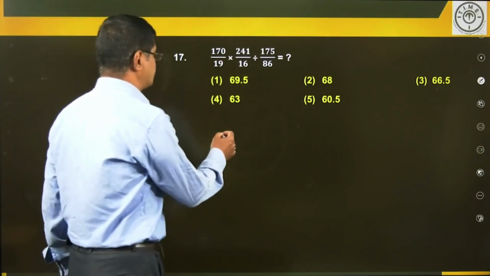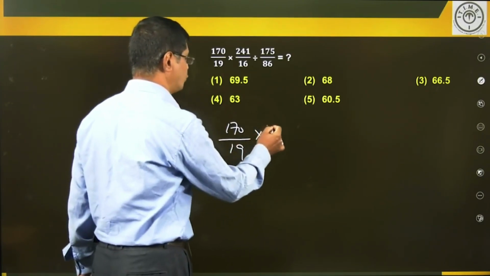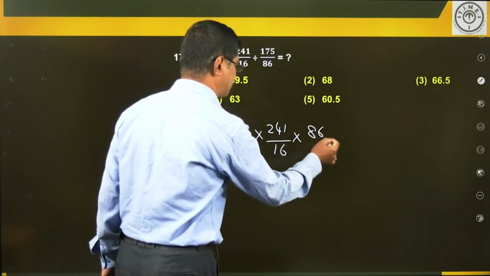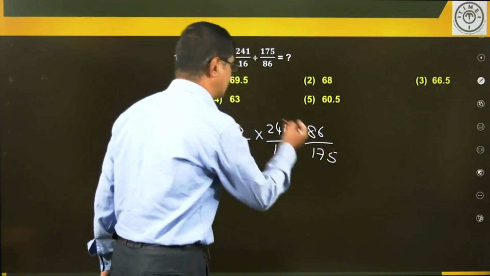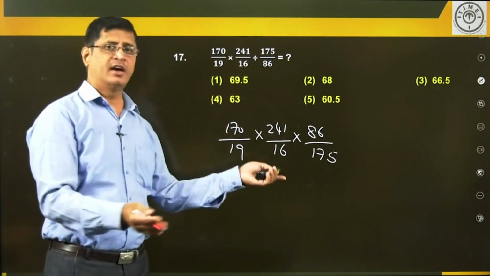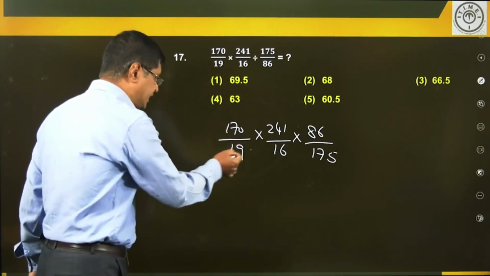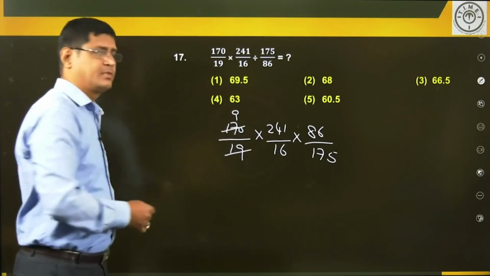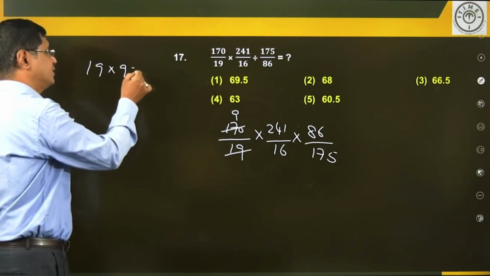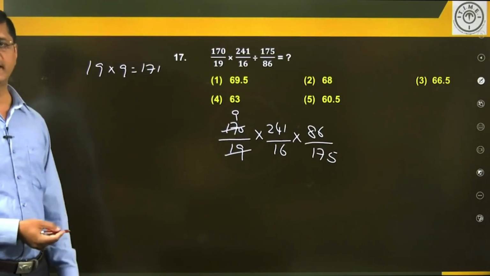Now, what is the result? What is the question here? 170 by 19 into 241 by 16 into 86 by 175. What I am doing here? Divided by 175 by 86 means I am changing the sign, hence the fraction gets reversed. Now, simplify. 19 into 9, that is 171. But 170 is given, approximately 9 times.